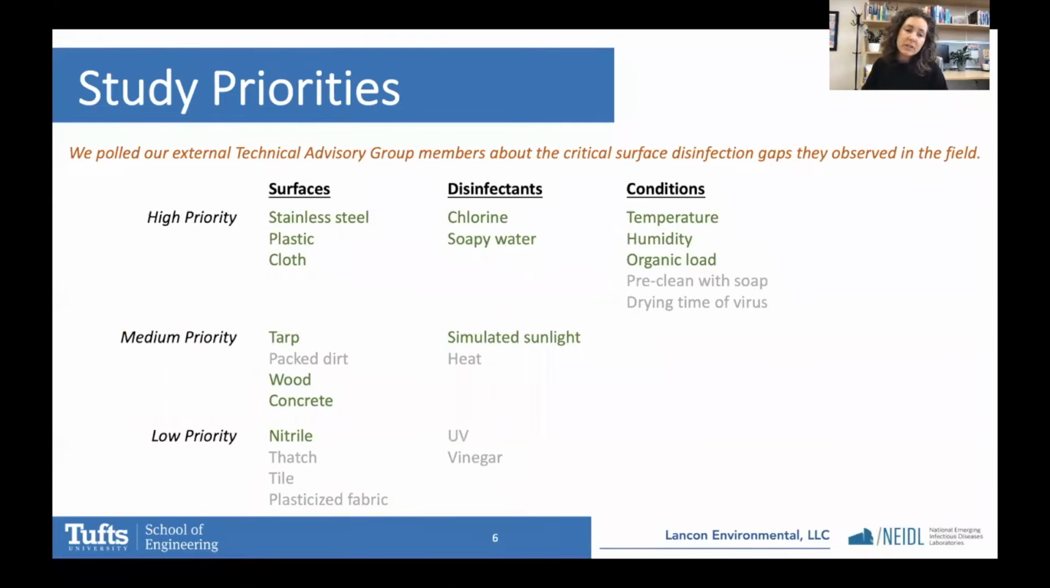We polled an external technical advisory group about what they saw as the critical surface disinfection gaps from the field, and then they prioritized across low, medium, and high priority different factors in 3 areas, looking at different surfaces, disinfectants, and then surface disinfection conditions. Everything highlighted here in green is something that was included in one of our 3 studies.